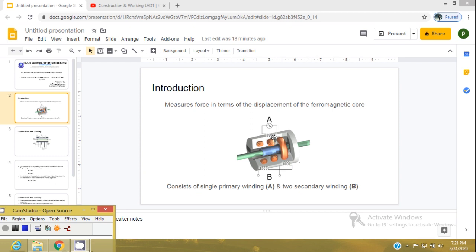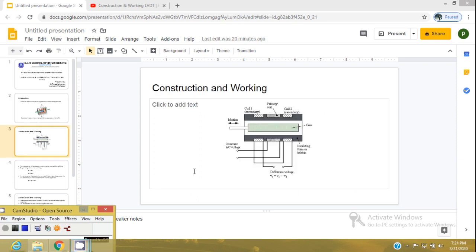See, in LVDT we have one primary winding and two secondary windings wound on a cylindrical hollow. This is the cross-sectional view of an LVDT. The primary winding is connected to an input source, that is the AC voltage, and the secondary winding is connected to a differential output voltage, where the output voltage is equal to V1 minus V2. You can name the secondary coils S1 and S2, that is coil 1 is S1 and coil 2 is S2, and there is a movable core in between.